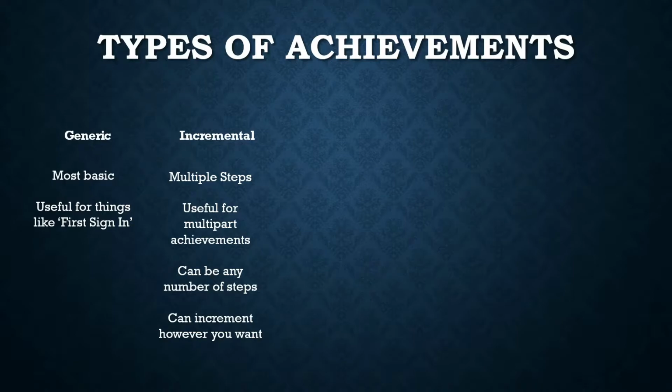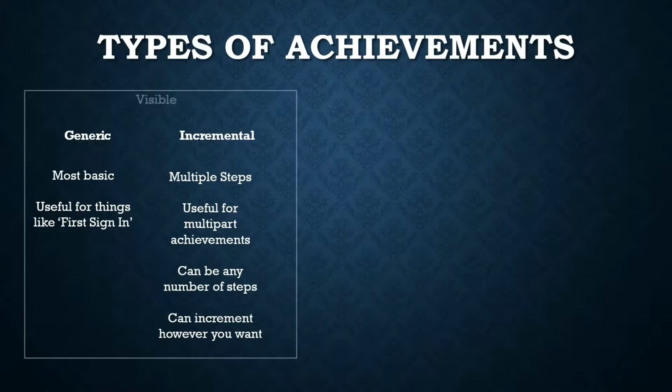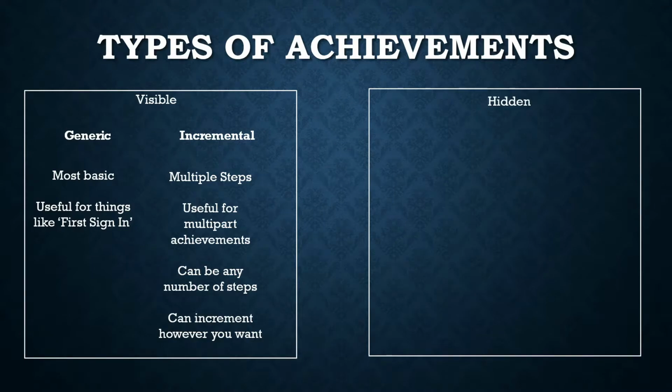But you can set any number of steps, and you can set any type of incremental jump that you would like in there. The next type of achievements are hidden achievements. Hidden achievements exist so that you can hide content from the user.